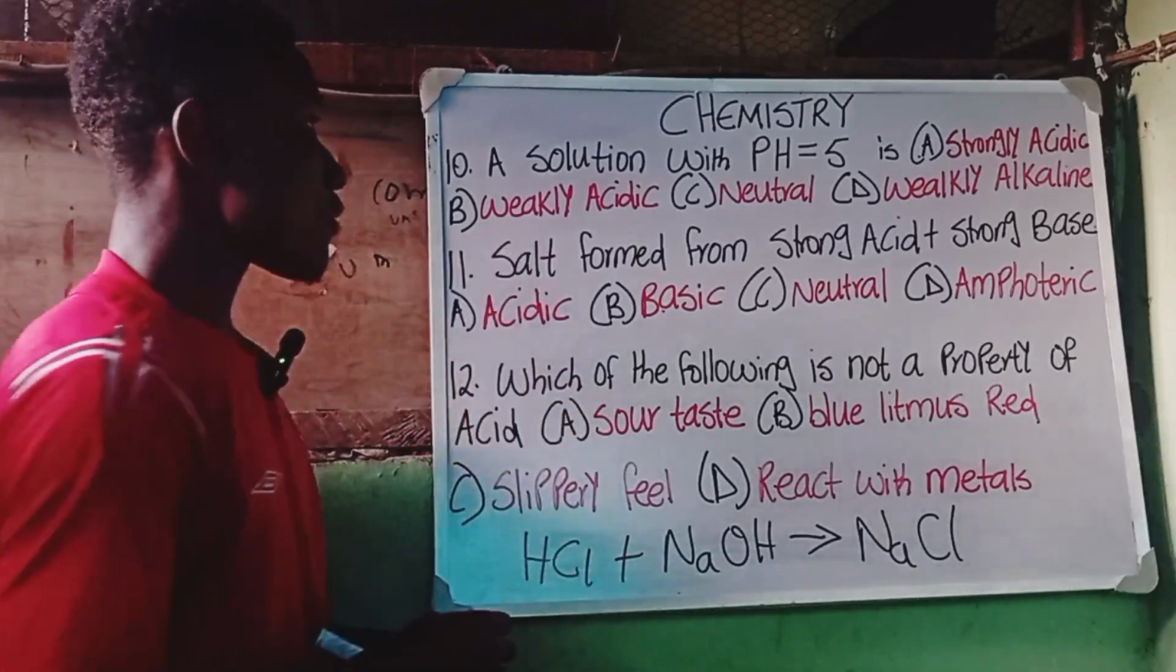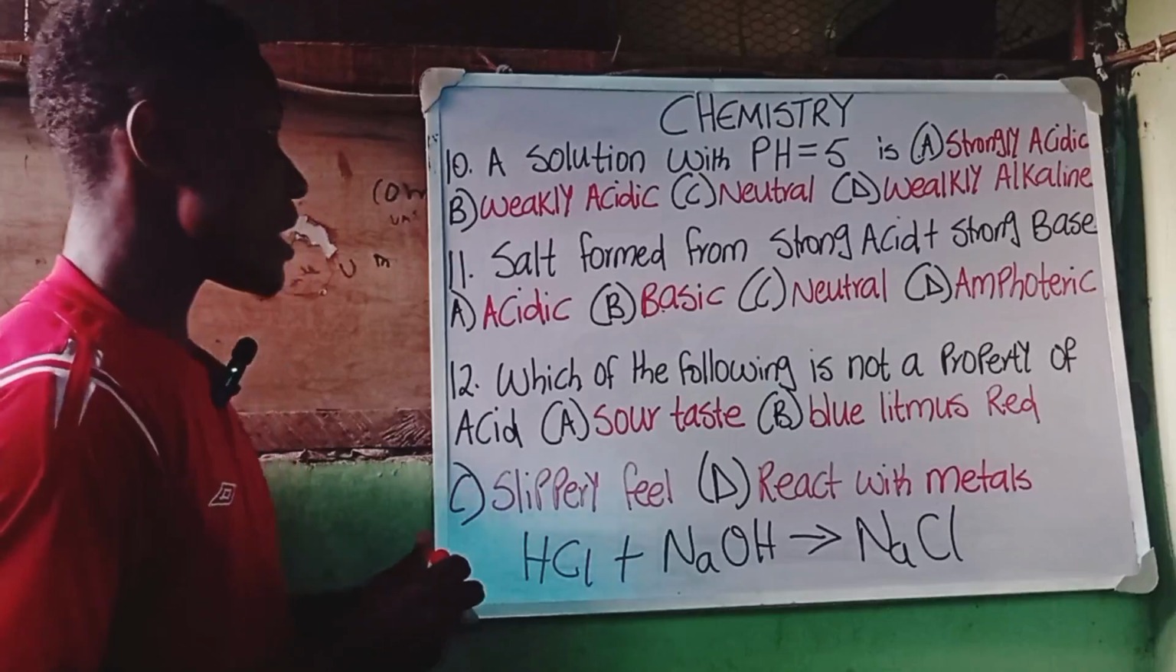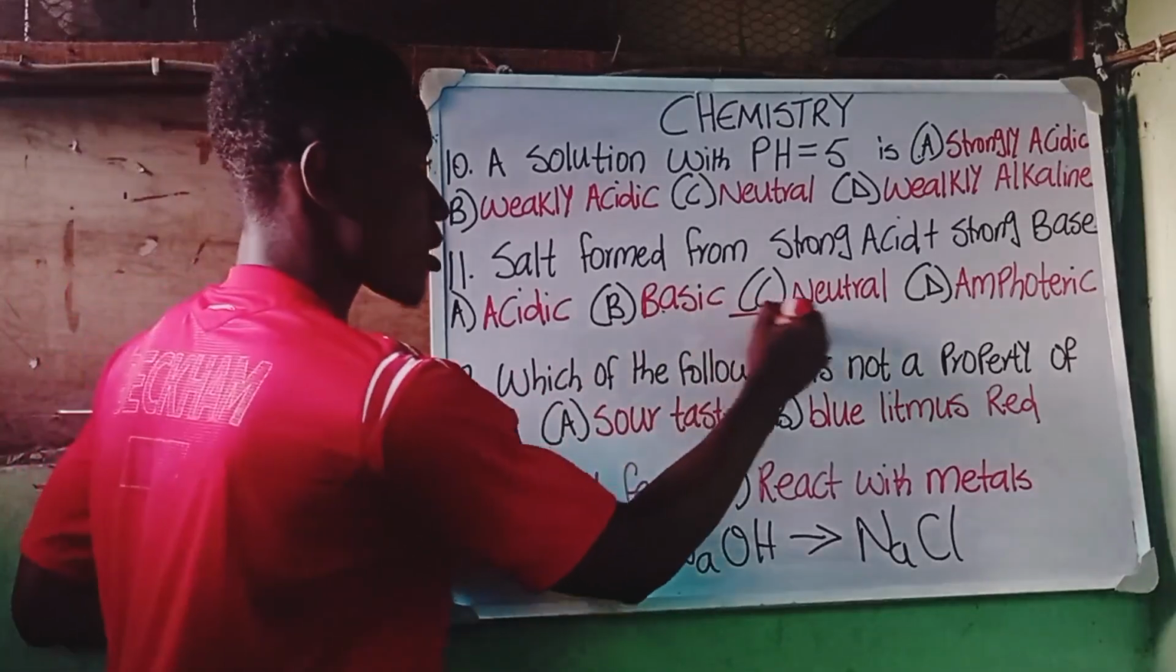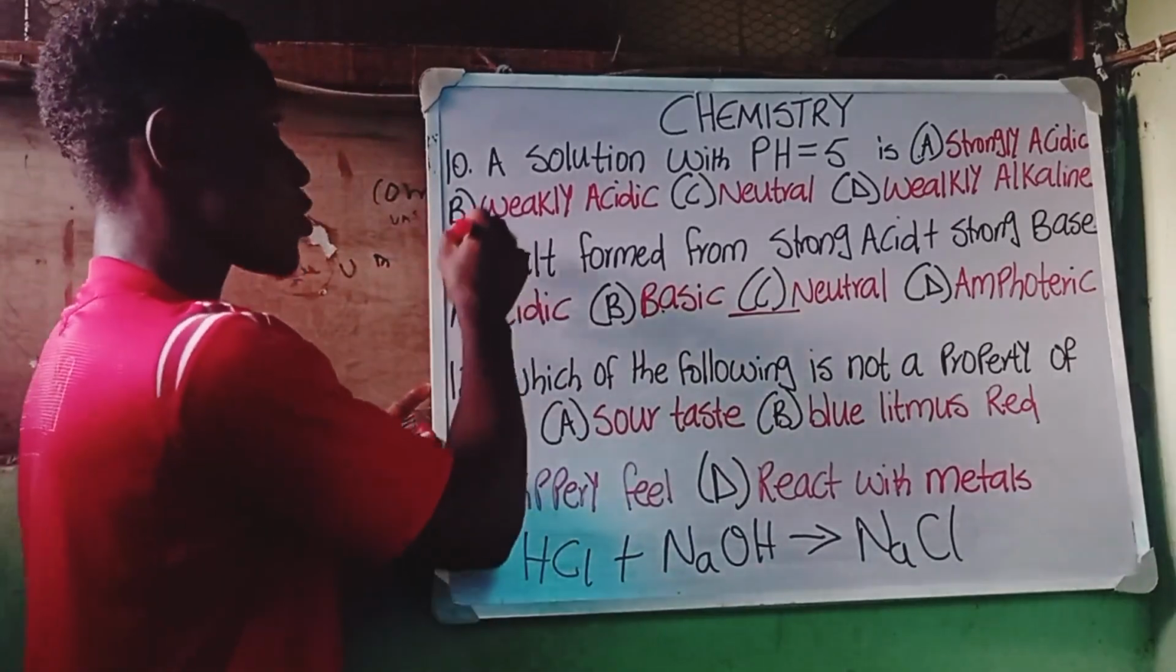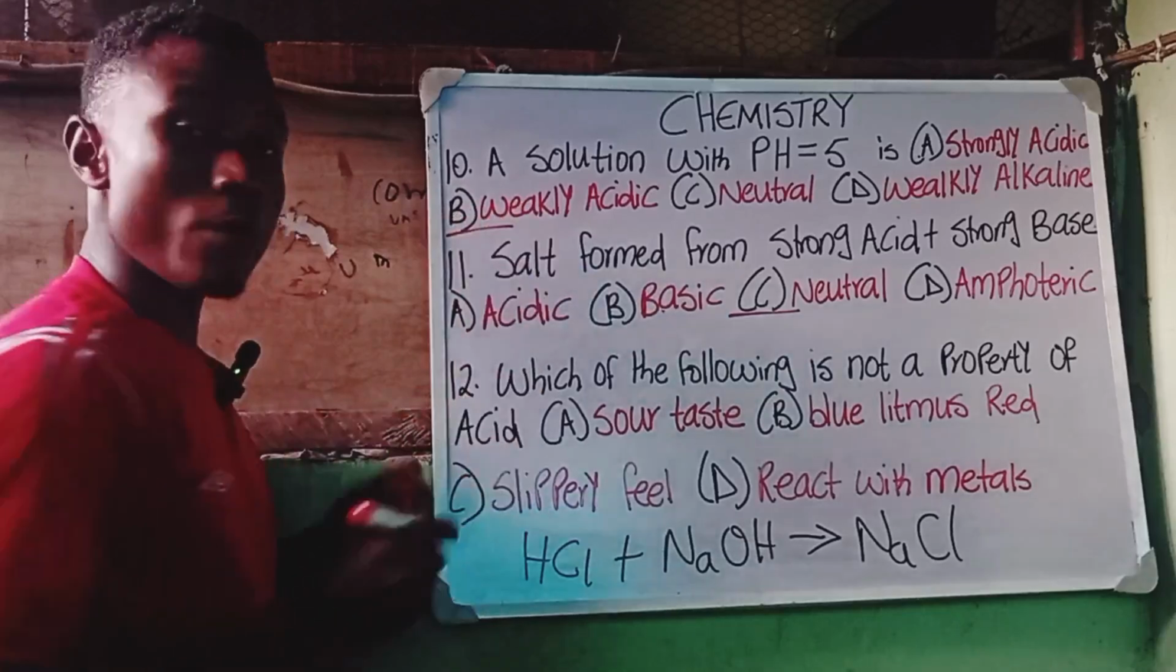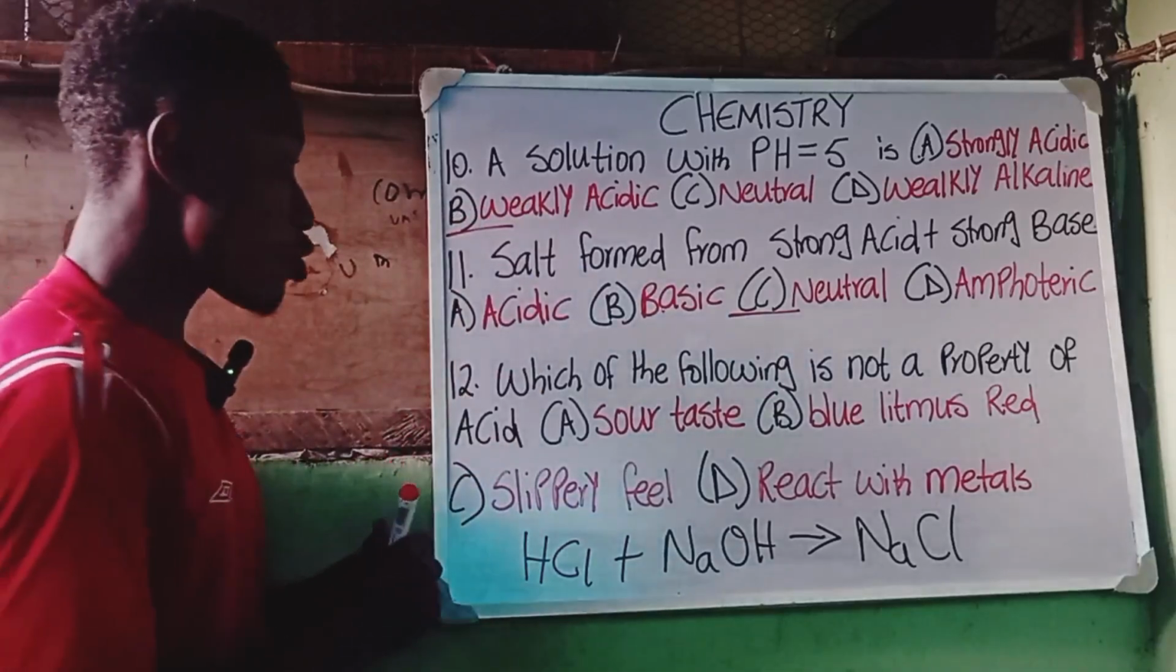So a salt formed from strong acid plus strong base is neutral. A salt from strong acid plus a strong base is neutral. So for question number 10, the answer is B, which is weak acid. Then we have question number 12.